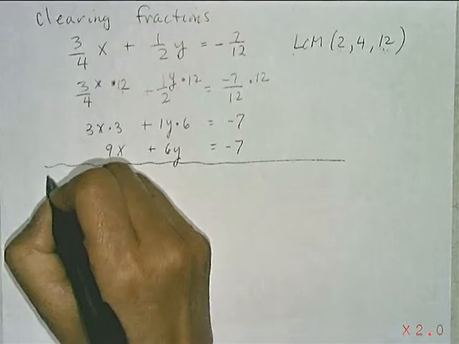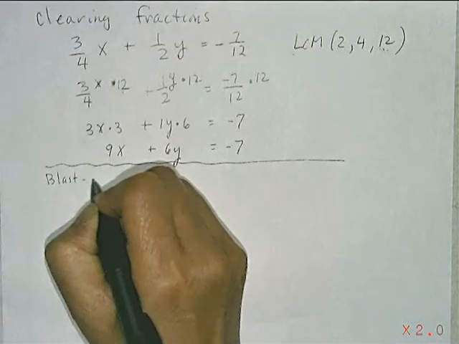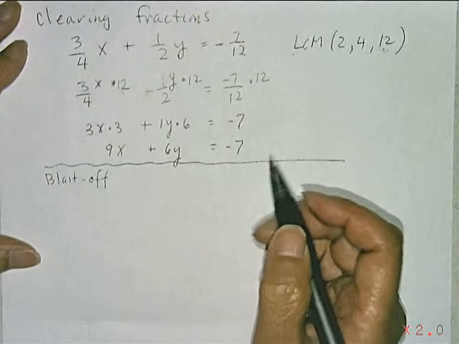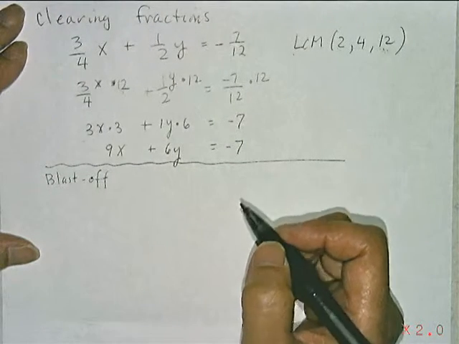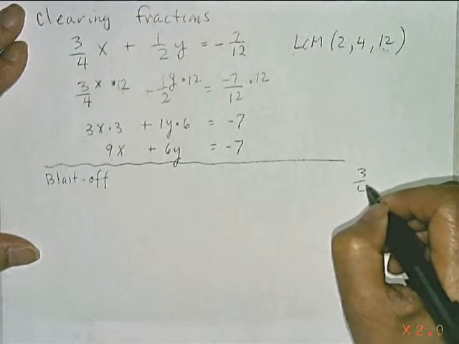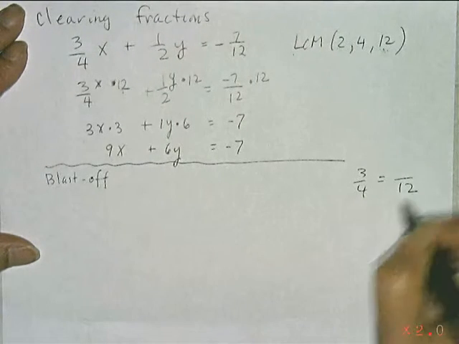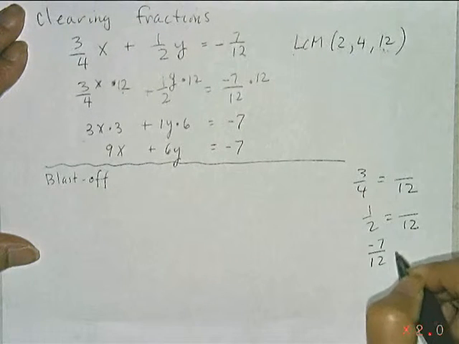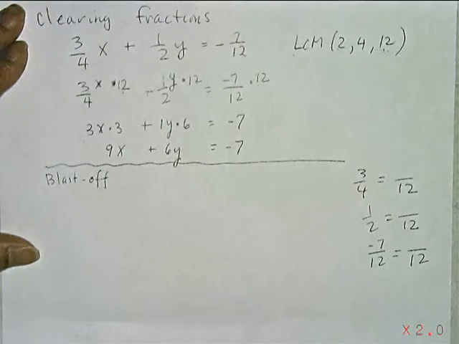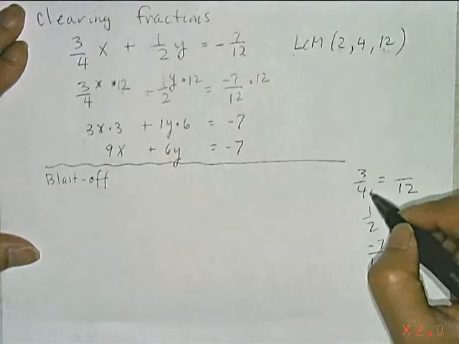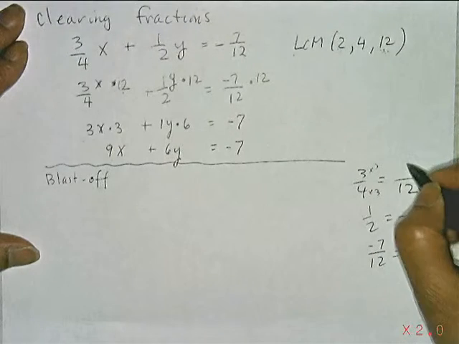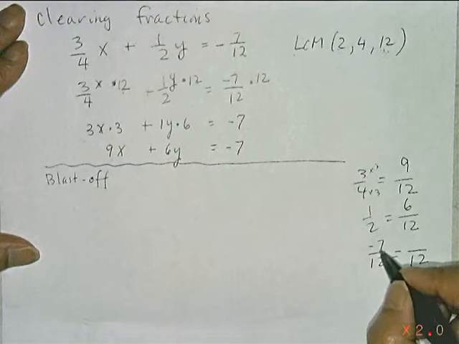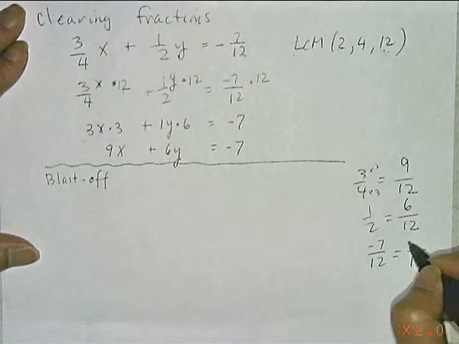Another method is called blast off. This is for those of you who are not comfortable with the arithmetic. This requires that you convert these fractions to equivalent fractions. So I'm looking at 3/4 as something over 12, 1/2 is something over 12, and -7 over 12 is something over 12. Okay, so obviously this is multiplied by 3 and 3, so 3/4 is 9 over 12, 1/2 is 6 over 12, and this is identical, so it's -7.